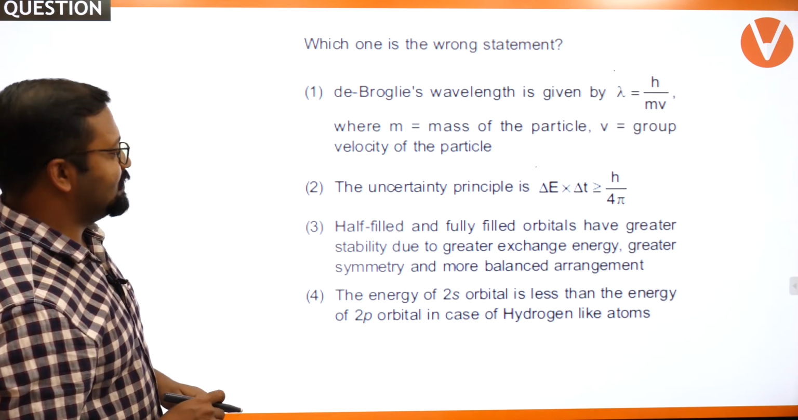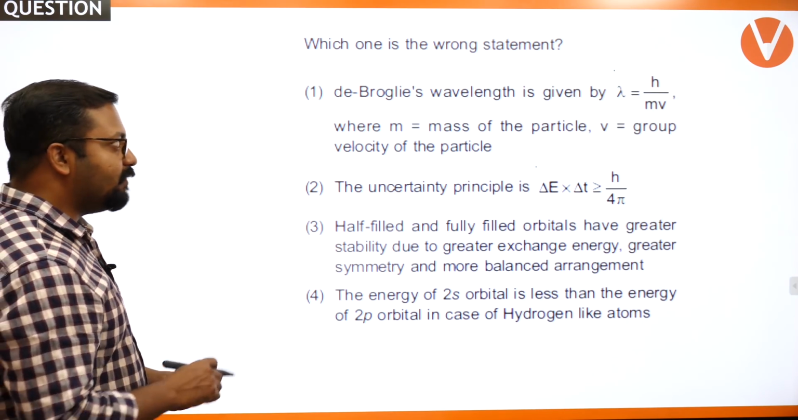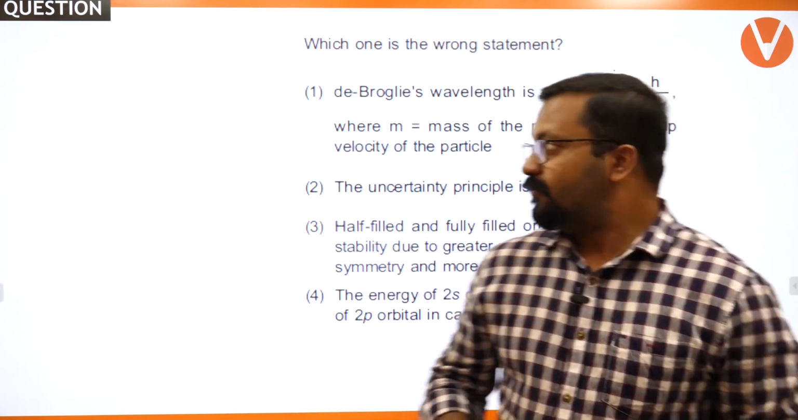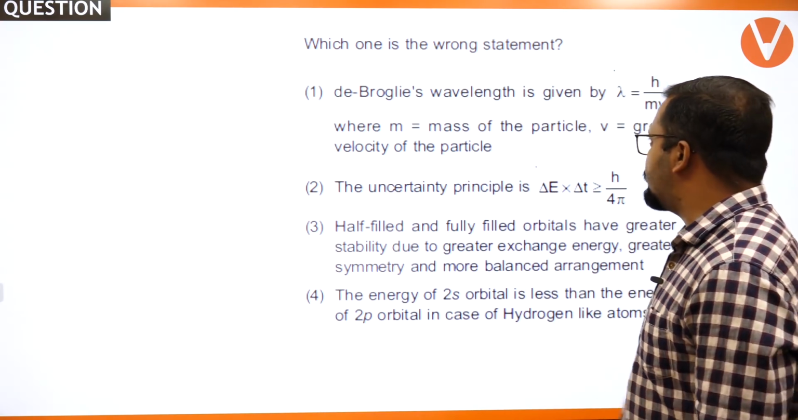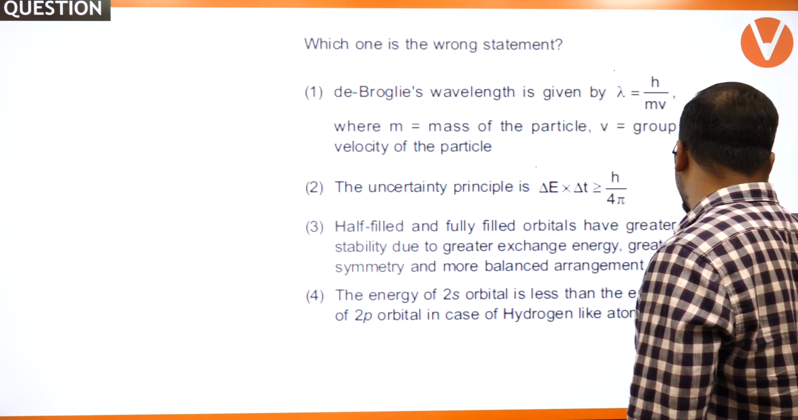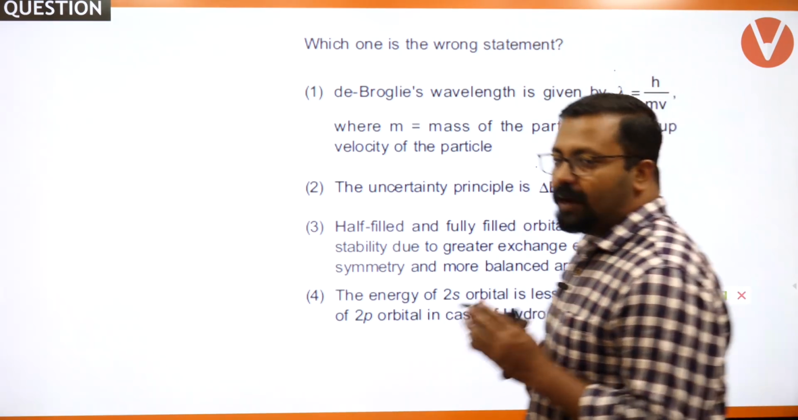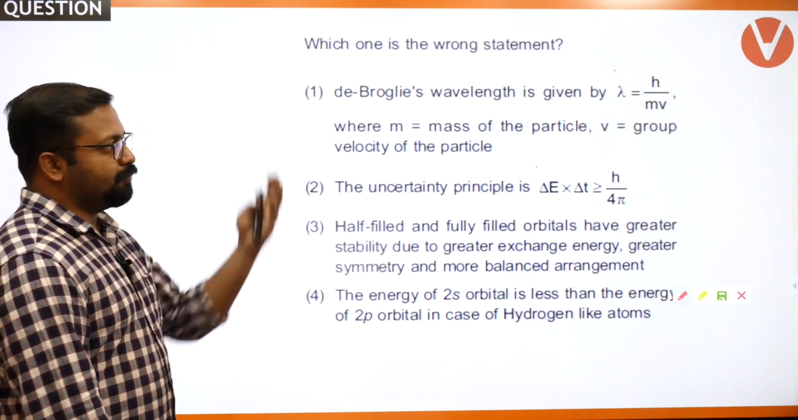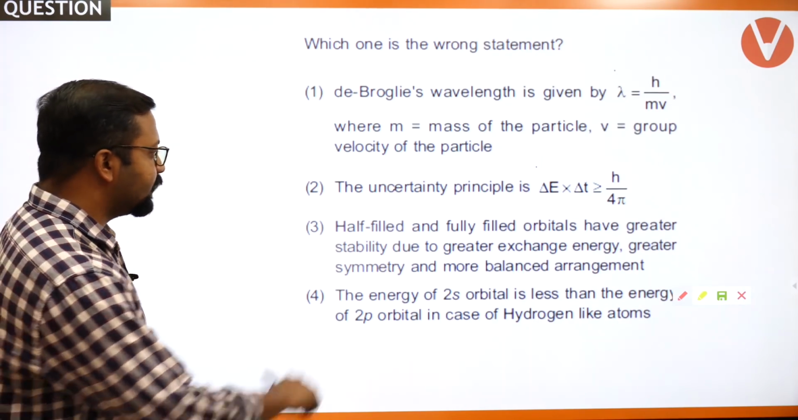Which of the following is a wrong statement? De Broglie wavelength is given by lambda equals h by mv, where m represents mass of particle, v represents group velocity, which is quite correct, which is very correct. Lambda is equal to h by p. ये De Broglie wavelength हम इससे निकालते हैं.